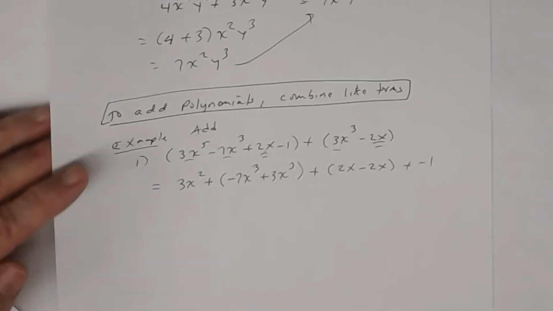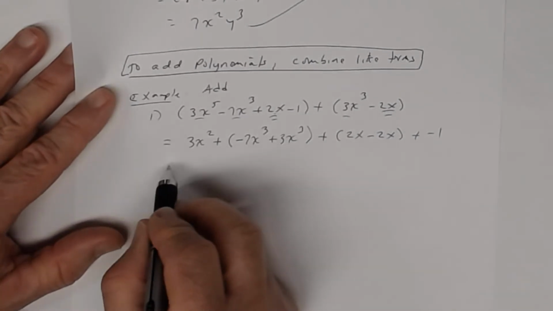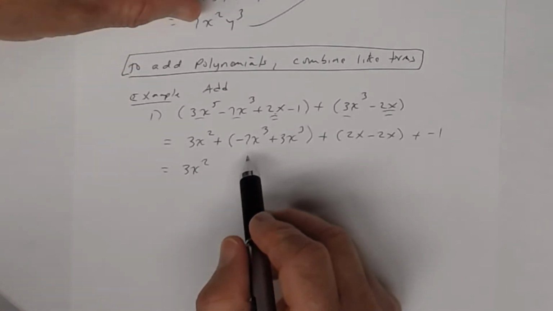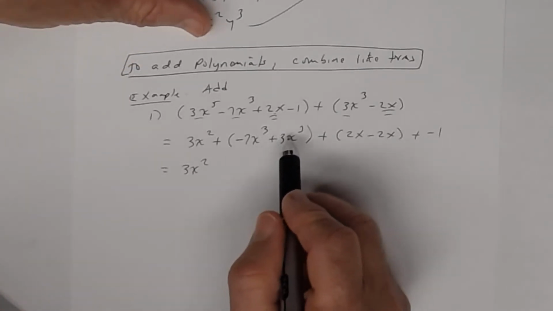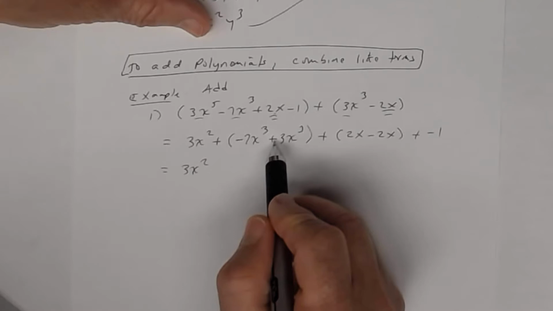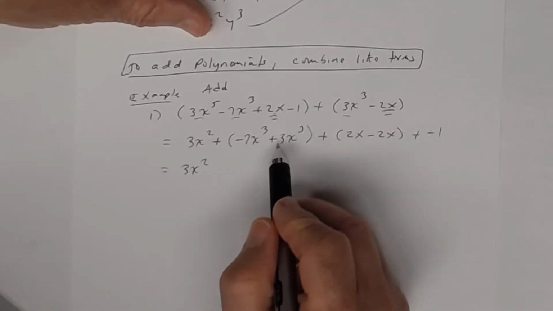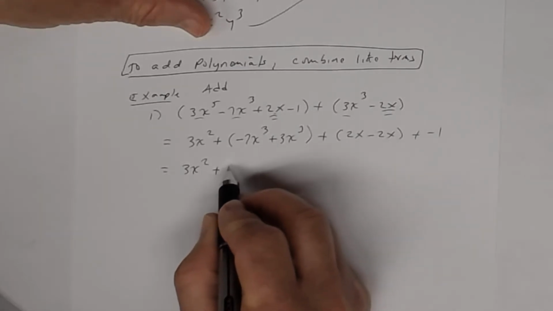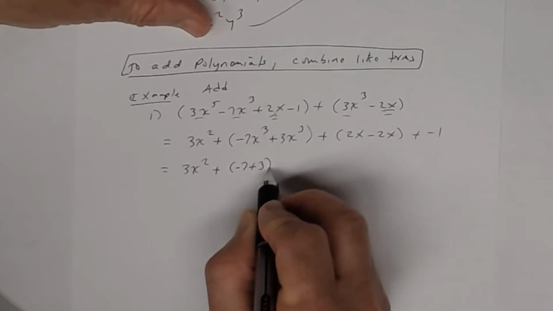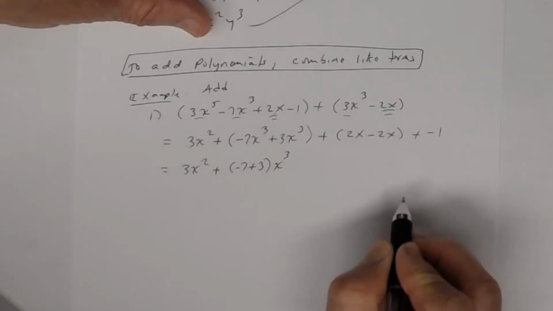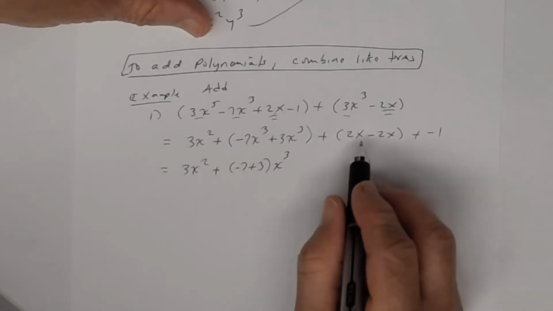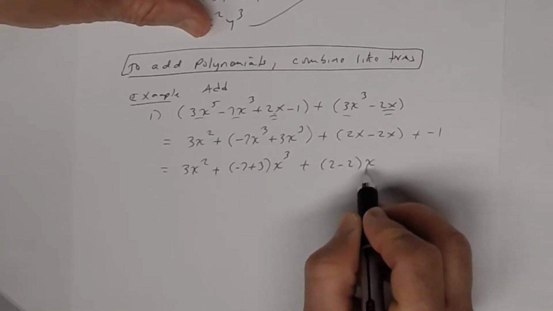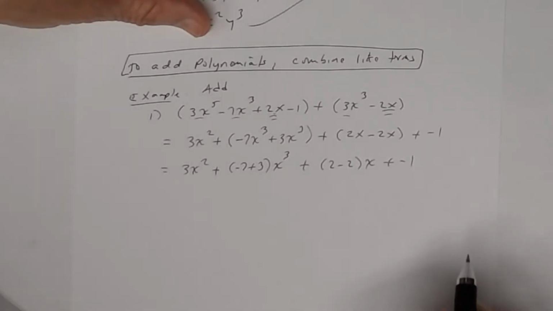Now let's go ahead and combine like terms that are within these parentheses. So I have 3x squared. Now, remember what's happening here. These are like terms, so all you're going to do is add their coefficients. So a negative 7 plus 3, right? If you want to use the distributive property, you can. You can say plus negative 7 plus 3 times x cubed, just like that. And if you want to use the distributive property here, you can do the same thing. Plus 2 minus 2 times x, and then plus a negative 1.